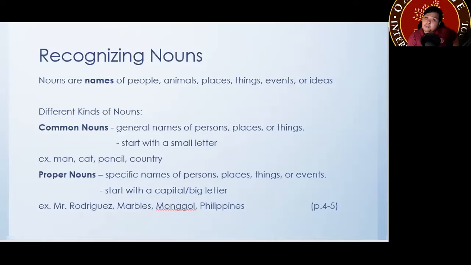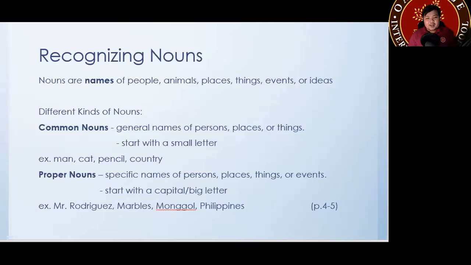But when you go for proper nouns, these are specific names of persons, of places, of things, of events. And they start with a capital or big letter. Example, Mr. Rodriguez. That's a proper noun for the common noun in the first example, man. For the second example, cat, you have Marbles. For the pencil, the second example for common nouns, you have Mongol. For country, we have Philippines. These are all specific names. Specific names, so they have to start with a capital letter, all right?